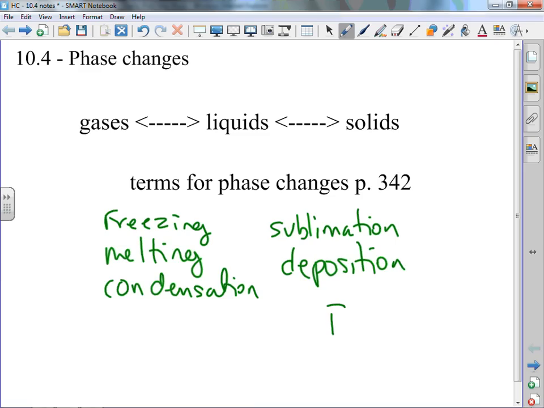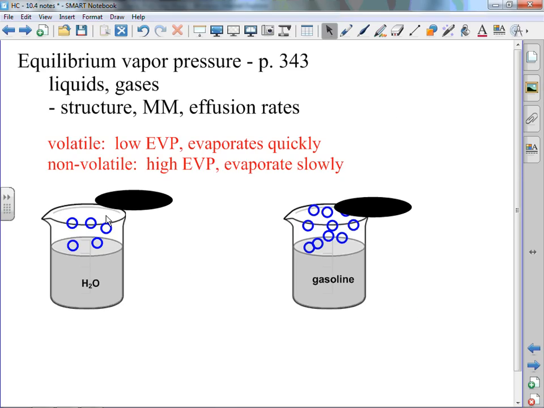Now, one that is curiously missing is boiling. Why is boiling not listed there? Because I thought that's what happens when a liquid changes to a gas. In reality, it's not boiling. Boiling is something else that we'll talk about. So you've got to become familiar with those terms because we will be revisiting them throughout the next couple sections. All right, so the first concept we want to talk about is what's called equilibrium vapor pressure.